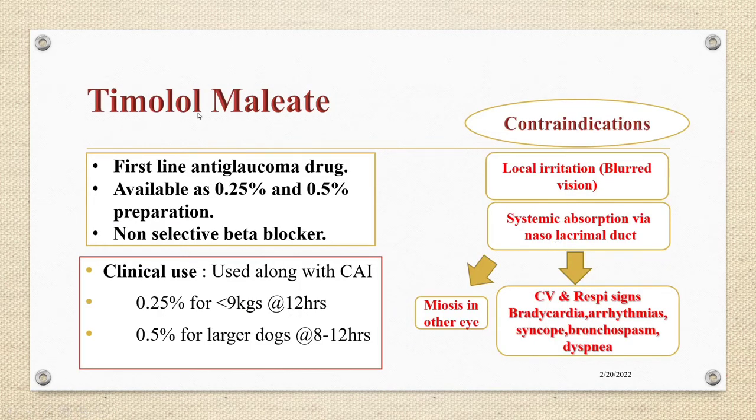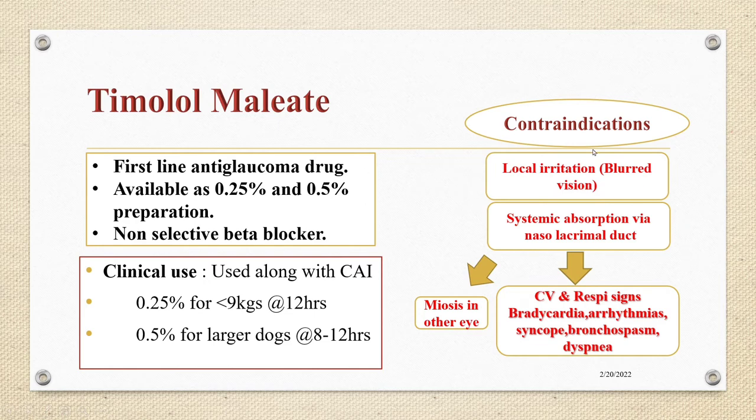Timolol maleate is an example of a beta blocker. Commercially, we can see timolol maleate in combination with dorzolamide, which is a carbonic anhydrase inhibitor. As I said, this is a first-line anti-glaucoma drug. The concentration availability is like this. This is a non-selective beta blocker. Clinically, we can use this along with carbonic anhydrase inhibitors, so that both the enzymes responsible for the active secretion of the aqueous humor are inhibited effectively.